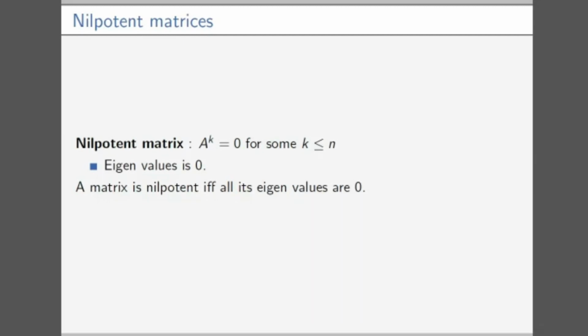Next one is something similar to it, that is nilpotent matrices. They are matrices of the form A power k equal to 0 for some k less than or equal to n, where n is the order of matrix A. Then it can have only eigenvalue 0.